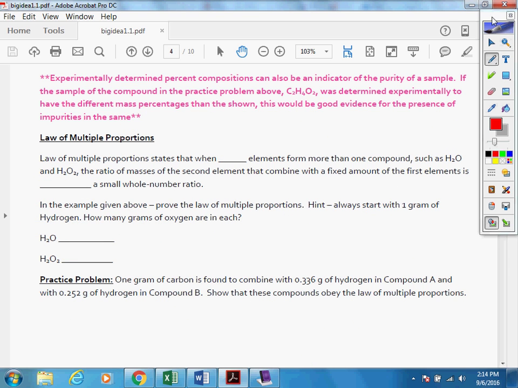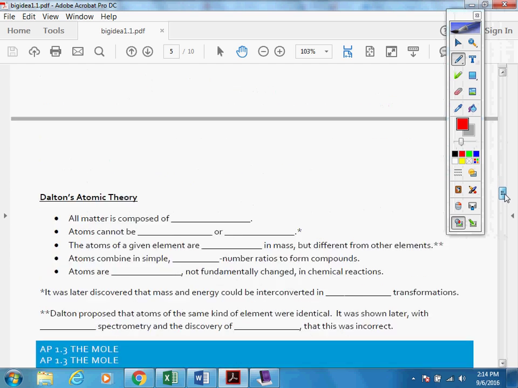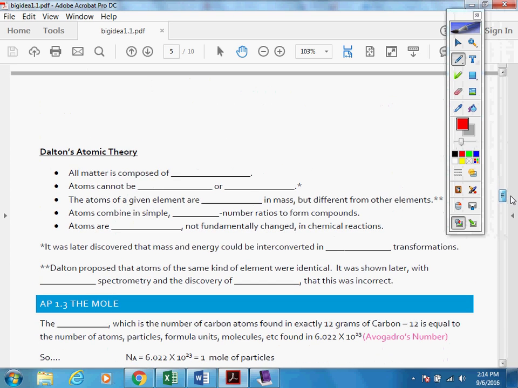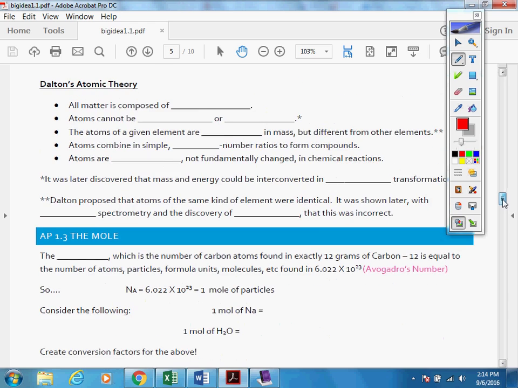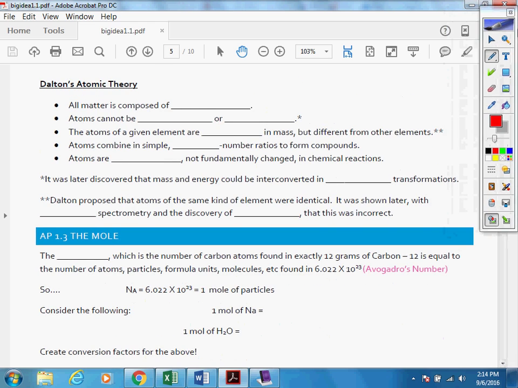This is another pink. Oh no, I'm not at pink yet. Did I skip a page? Dalton's atomic theory.